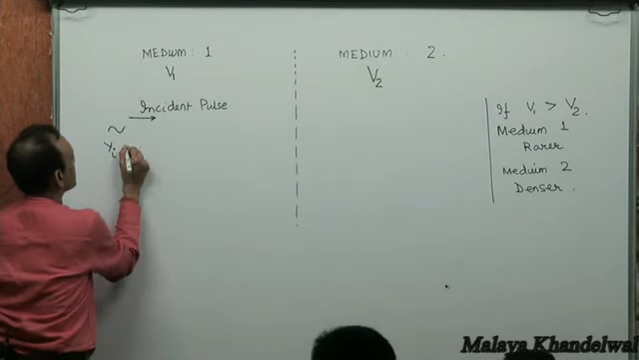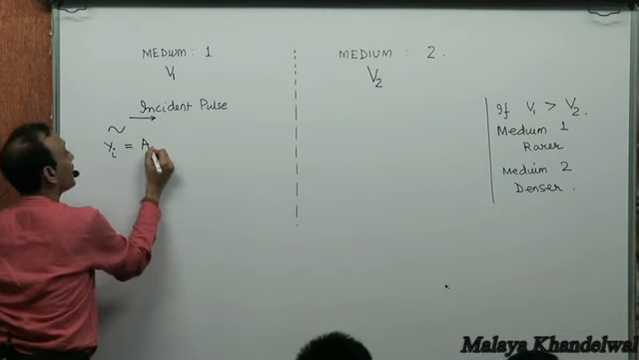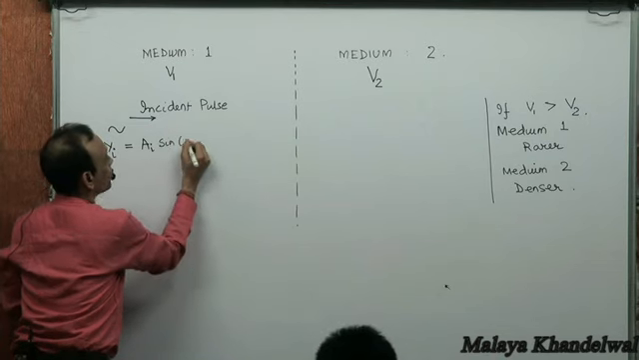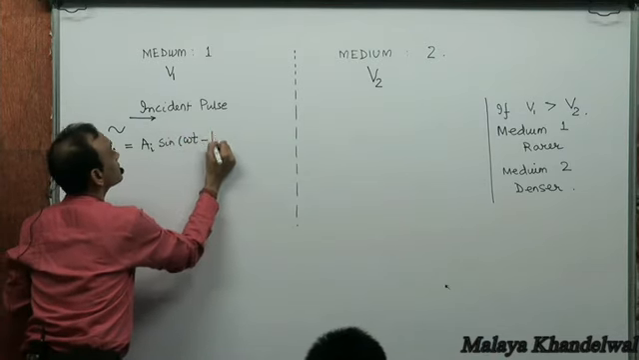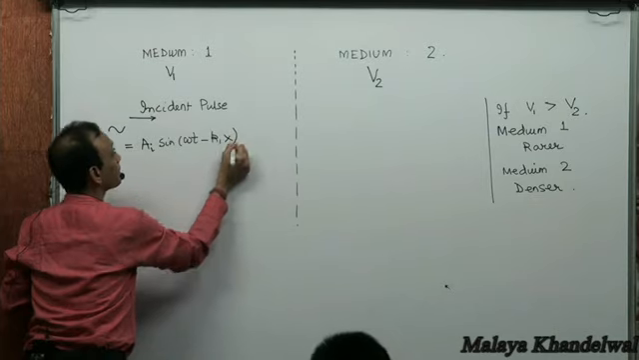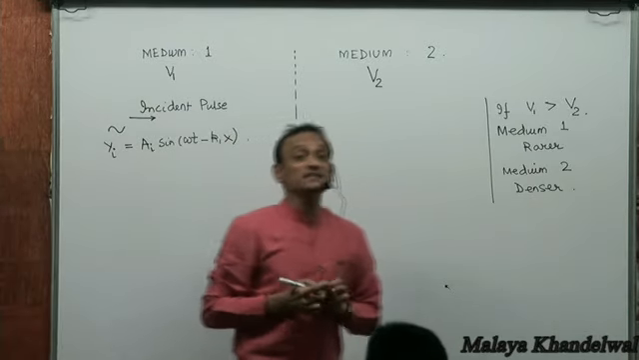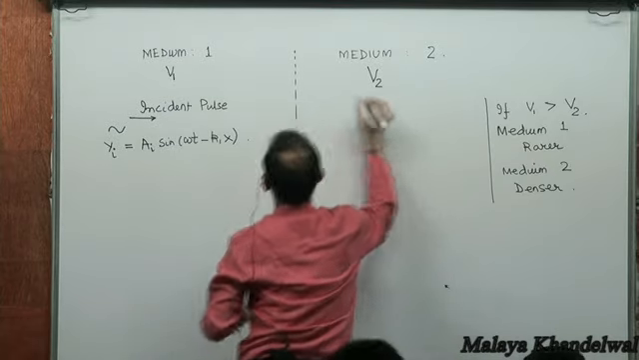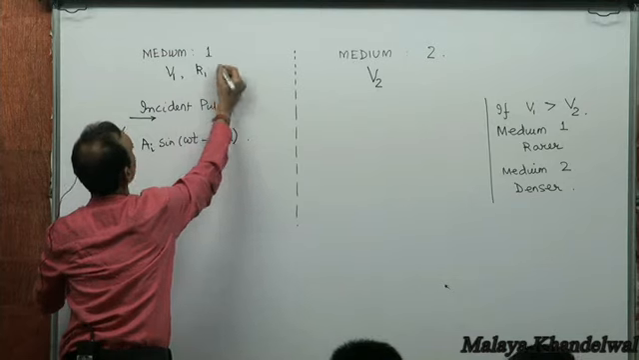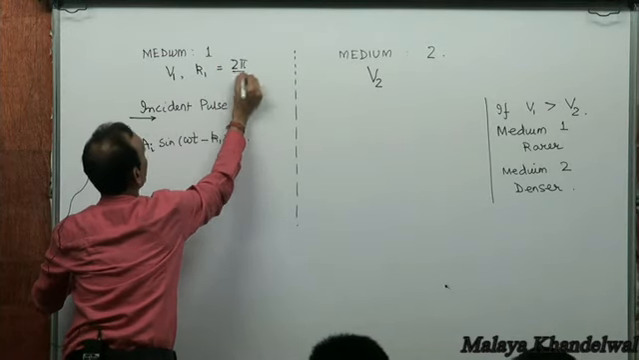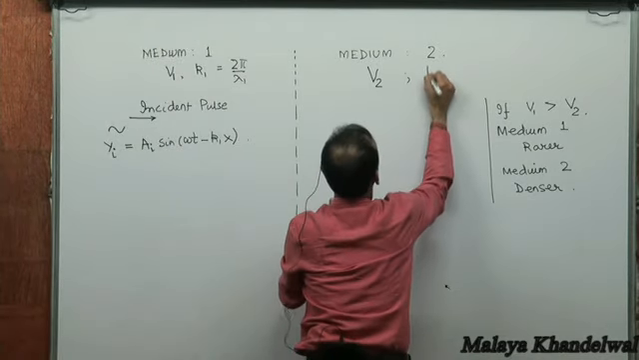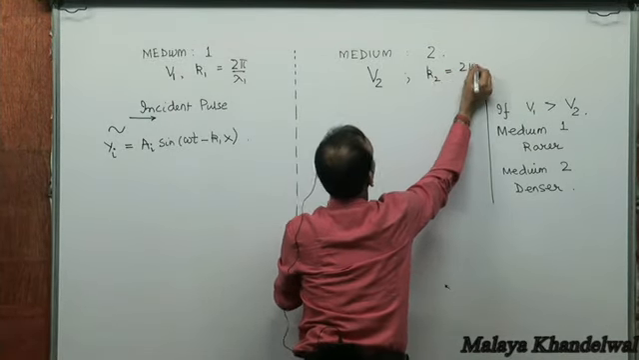So yi is, let's say, Ai, where Ai is the amplitude of the incident pulse, sine omega t minus k1x. K1 is the wave number for this medium, which is 2 pi by lambda 1, where lambda 1 is the wavelength in this medium. And let's say K2 is the wave number for the other medium, which is 2 pi by lambda 2. Lambda 2 is the wavelength in this medium.